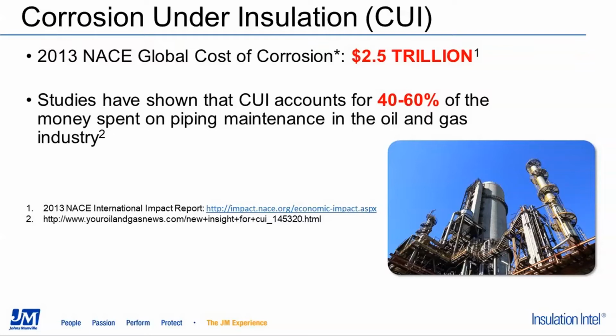In addition to that study that NACE performed, many of the major manufacturers, producers, or operators in the industrial sector, the large oil and gas, chemical, and petrochemical companies, have reported and estimated that between 40 and 60% of the money that they spend each year on piping and equipment maintenance in their facilities is being spent to address and mitigate corrosion under insulation issues. So obviously you can see that this is financially a very significant issue, and one that should be top of mind for pretty much anybody who is designing and specifying insulation systems.